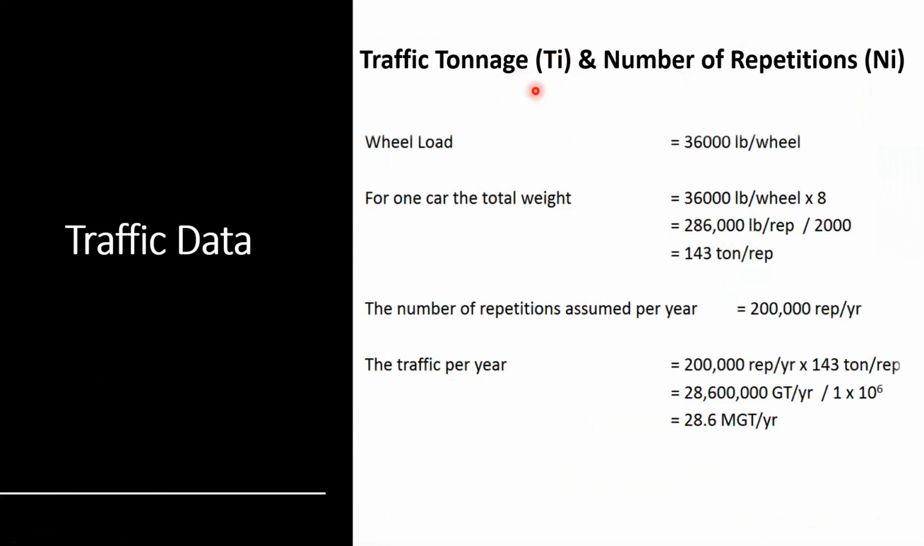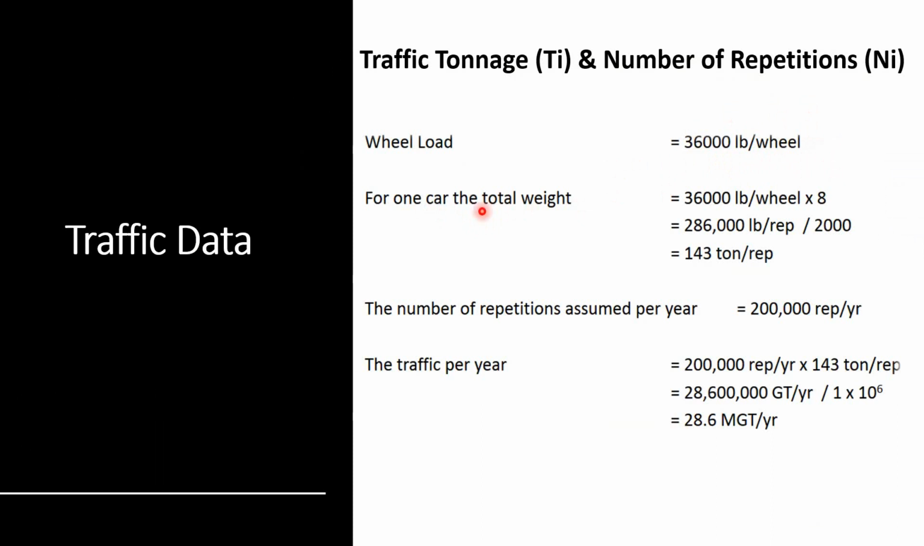Other 2 key factors also for the traffic data are the traffic tonnage and the number of repetitions. And I thought this would be an easier way to go through them and see their significance. So typically in a wheel load for some of the common rail cars, you're dealing with 36 pound per wheel. So this is the static wheel load.